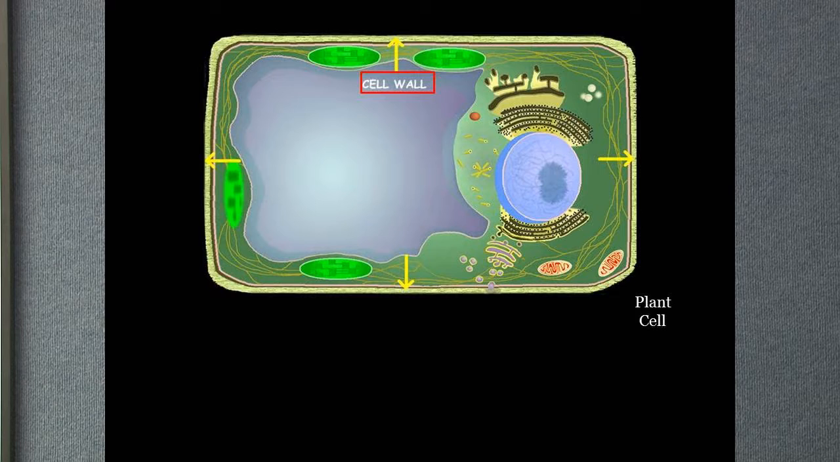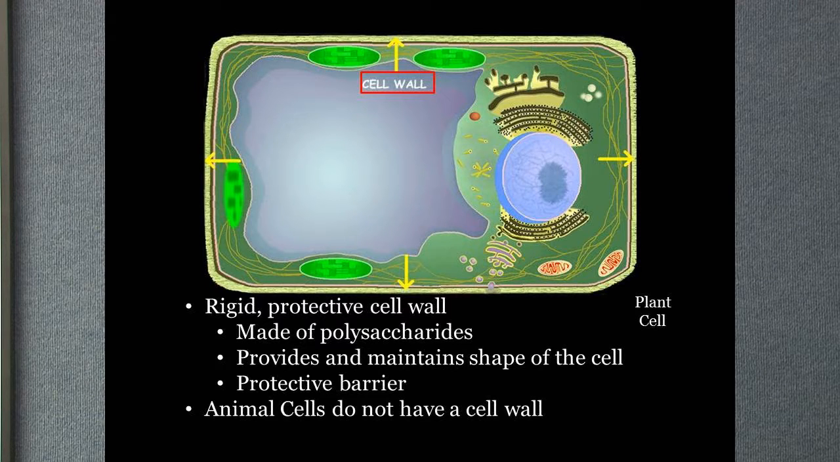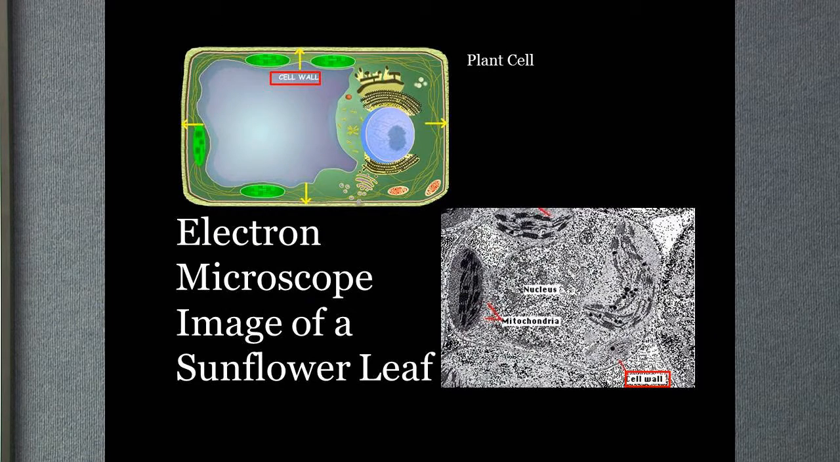One thing about plant cells is not only do they have a cell membrane, this dark line, but they also have a cell wall on the outside, which protects them. It's made of polysaccharides, which are sugars. It's a barrier for things coming through. Animal cells do not have a cell wall. And so the cell wall goes all the way around, and here we can see the cell wall on the outside of this plant cell.